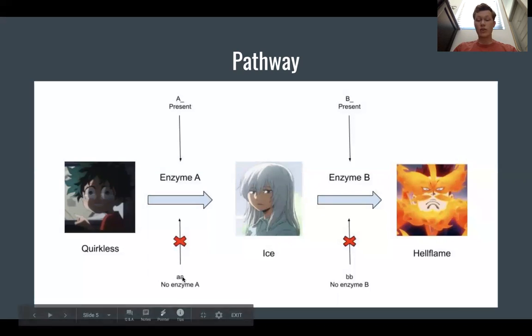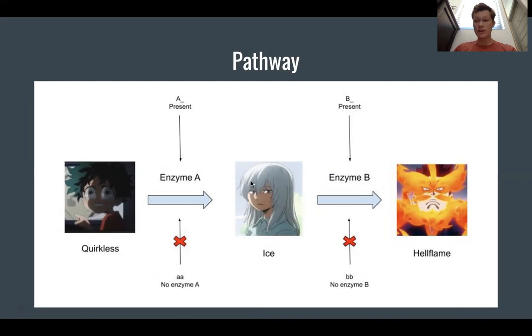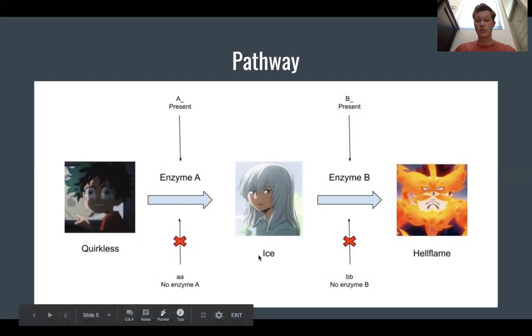If you have a little a, then you will not have a quirk, but if a big A allele is present, then you'll move into our intermediate here, which is an ice quirk. And then if you have a big B present, you'll move on to have Hellflame, which is a fire quirk. But if you only have little b's, then you will have just an ice quirk.